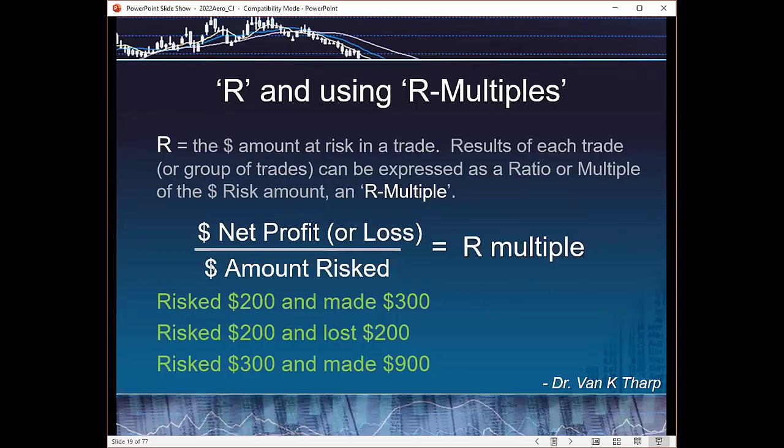So the way that's used is the net profits of a trade or loss divided by the amount risked equals the R multiple. So if you risk $200 in a trade and your profit at the end of the trade was $300, we would call that a plus 1.5 R. If you risked $200 and lost $200, we would call that a minus 1 R. And if you risked $300 and made $900, we call that a plus 3 R. So R multiples are just simply measuring the profits as a ratio to the dollar amount risked. It's like return on risk.